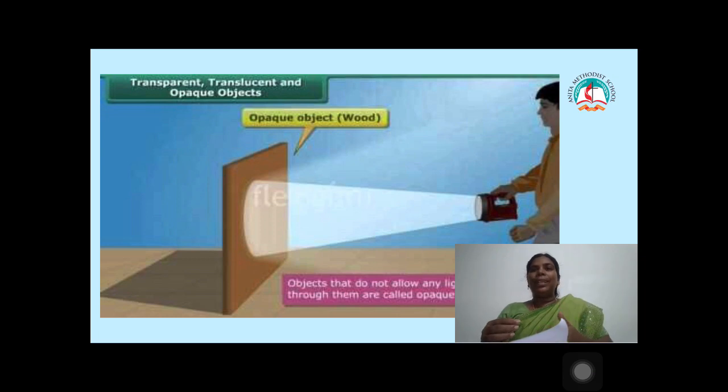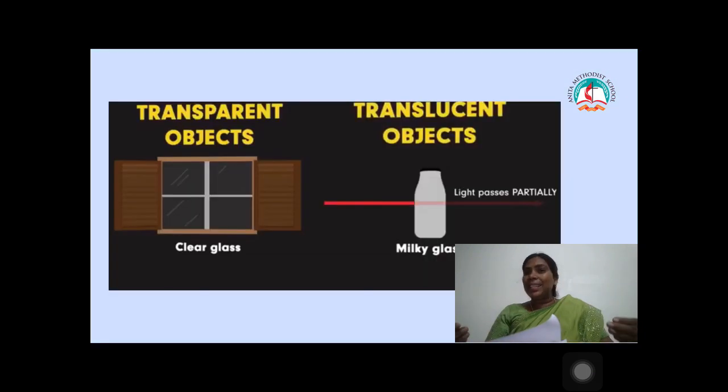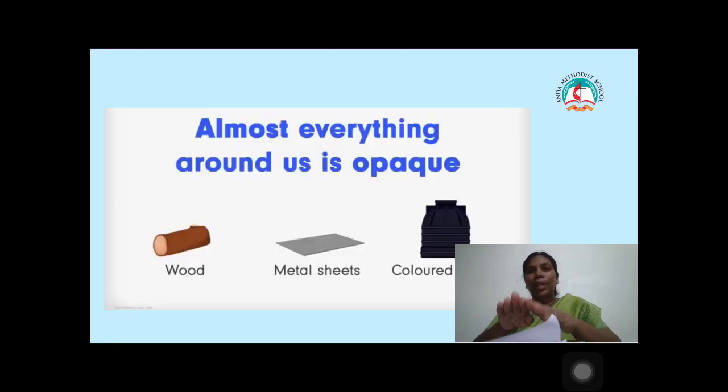The third one is opaque. The opaque object does not send the light through, so we cannot see anything through the object. Example, our wooden window. When you want to see, we can't see because that is an opaque object. It does not allow the light to pass through. Example, metal. When you keep a metal rod, we can't see through it because the light is not passed through.